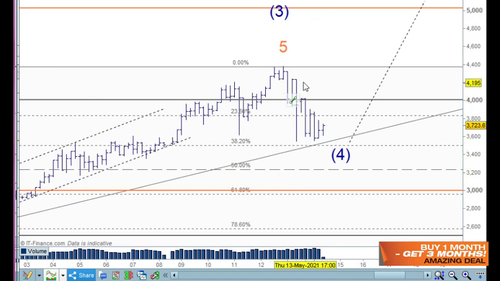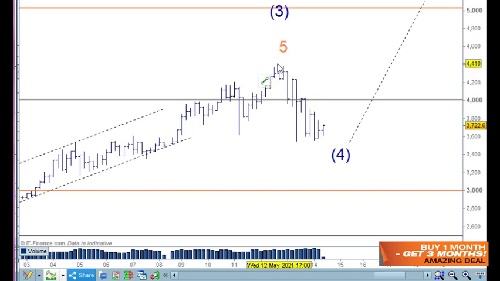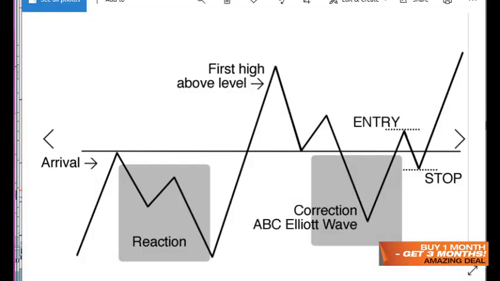So what we try to do is, let's just go over this a little bit. So it's this pattern here that we're looking at. So the arrival, the reaction, the first high above the level, an ABC correction, then finding support over here. So we're about here somewhere at the moment. So we want to get on the support there and then build in and trade from 4,000 to 5,000. That's the go.